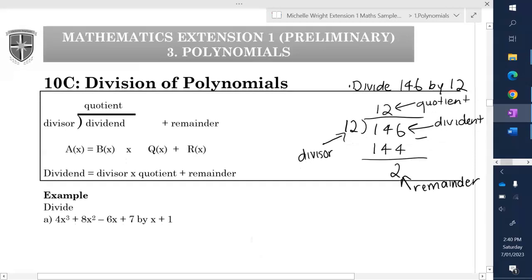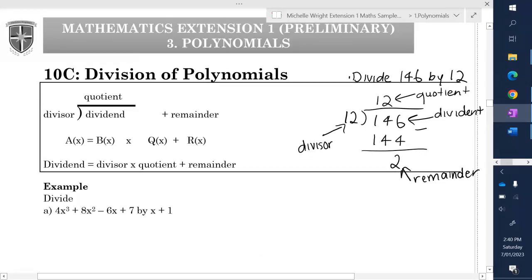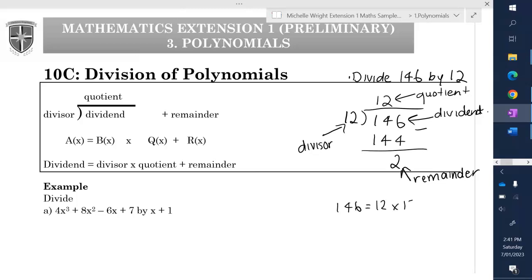And what we would actually say would be that our dividend, which in our case is 146, is actually equal to our divisor times our quotient, so 12 times 12, plus our remainder. So we've said this dividend of 146 is equal to our divisor, which is 12, times our quotient, which is 12, plus our remainder, and our remainder is 2. So I'm just going to write that R as a 2. And that's what we've done. And that's what we're going to do over here as well. We're just going to write this in a particular way.